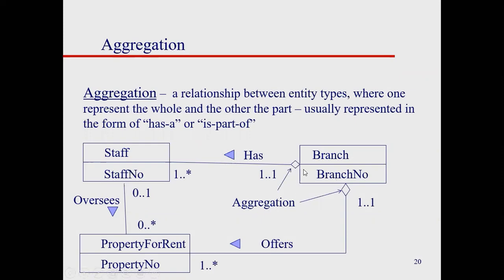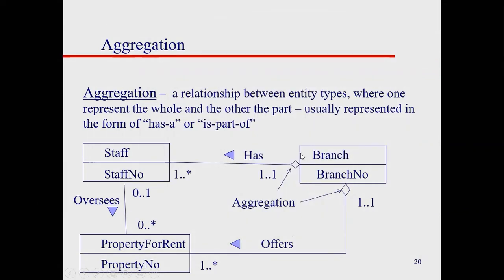Okay, so now branch has a staff over here. Now staff is a kul here, in this case staff is a kul, and property for rent is a juz. Okay, so it's a part of it, right? Is it clear? Yeah. And also here branch, okay, so see, it offers property for rent also there, right?